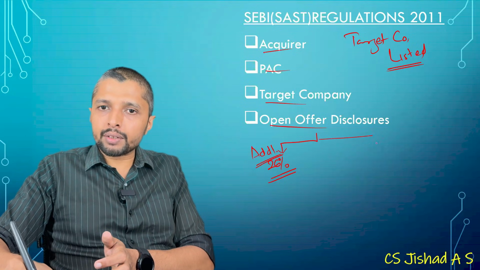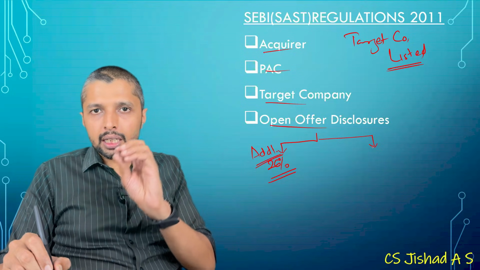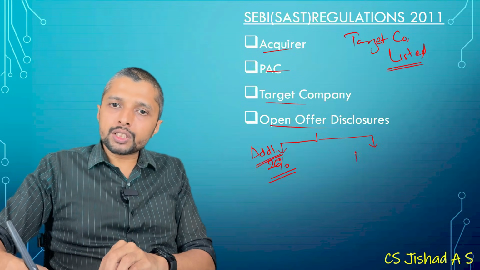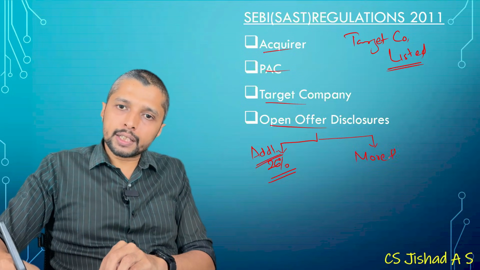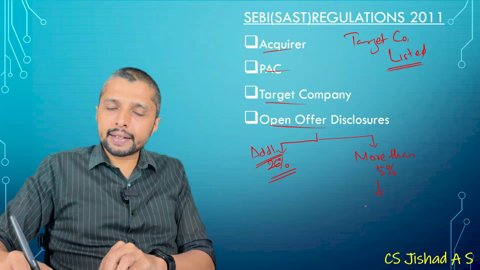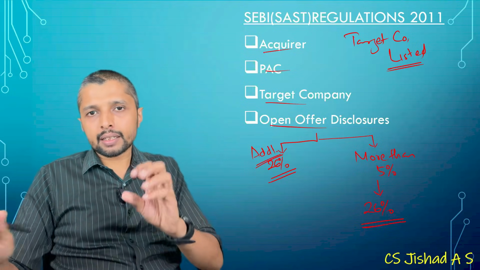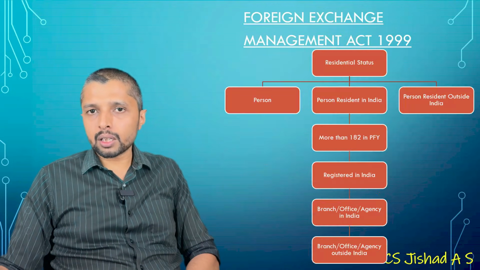Suppose you have 25% or more existing shares in the target company, then acquiring more than 5% in a financial year will entitle you to make an open offer of 26%. Okay, that is the core part of the takeover code.